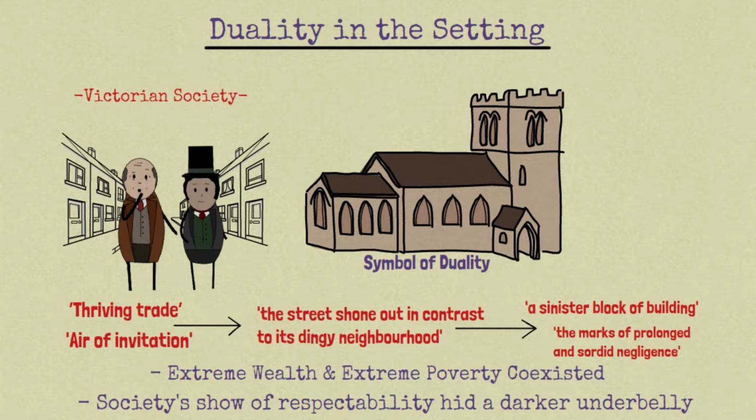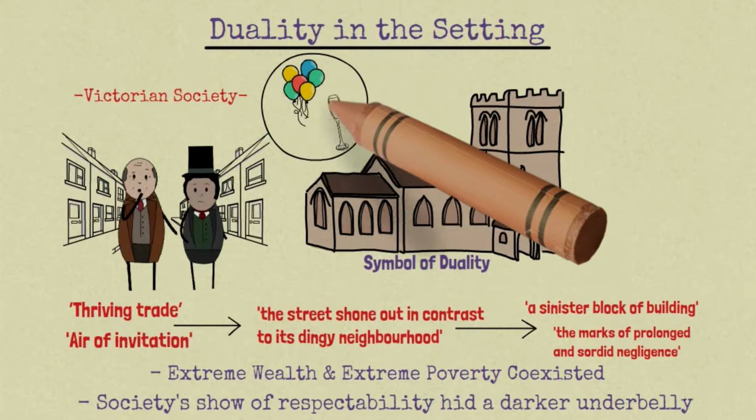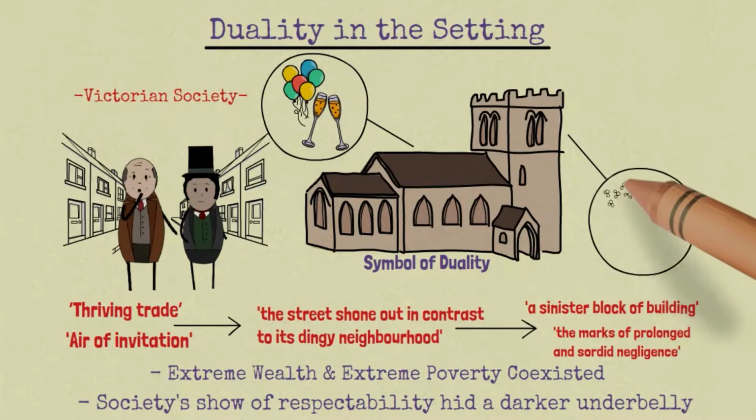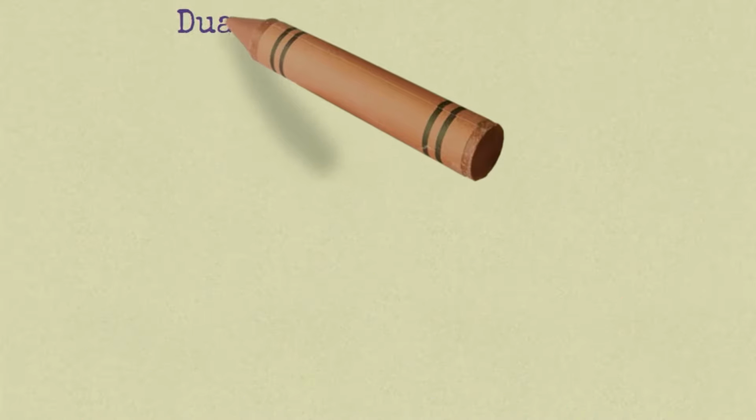This suggests that society's show of respectability hides a much darker underbelly that people don't want to admit exists. Even Jekyll's own house is a symbol of duality, as it has a respectable side to throw parties, host company, and live a regular upright life, while in the back he has a secret laboratory to conduct his morally controversial experiments, and to hide his alter ego away from the world.